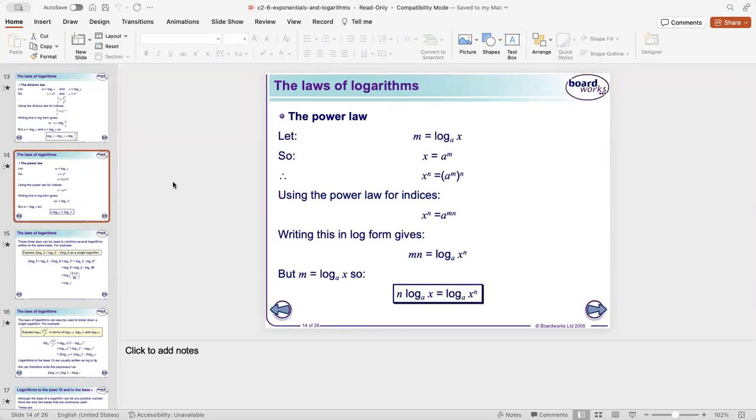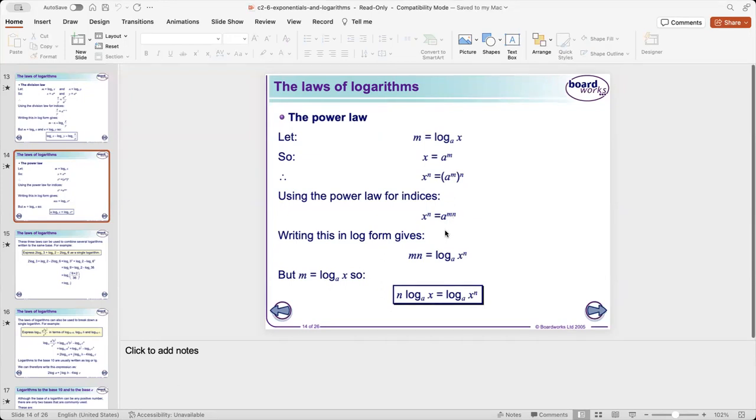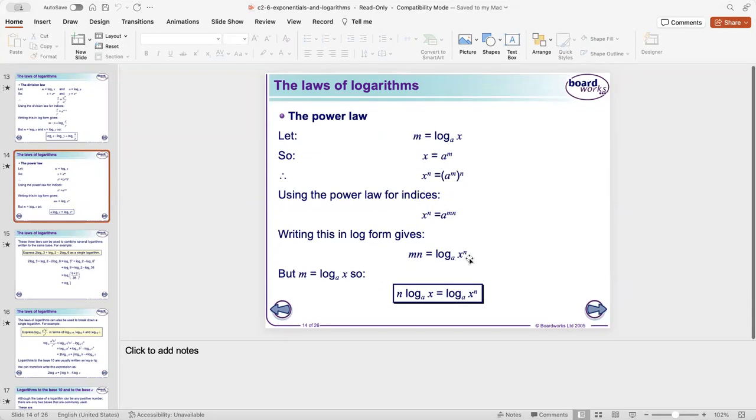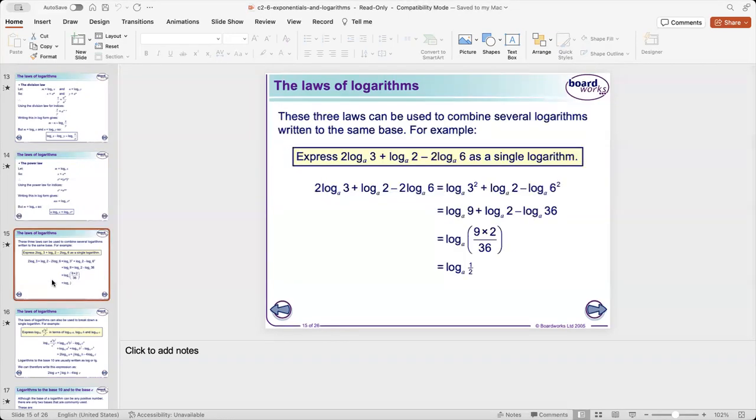Then the second one is the power law. If x is a to the power of m, then x to the n equals a to the power of mn. Then mn is log a of x to the n. It's just a proof to show you that n log a x equals the same thing as that. So look at an example for it now. Express this minus this as a single logarithm.